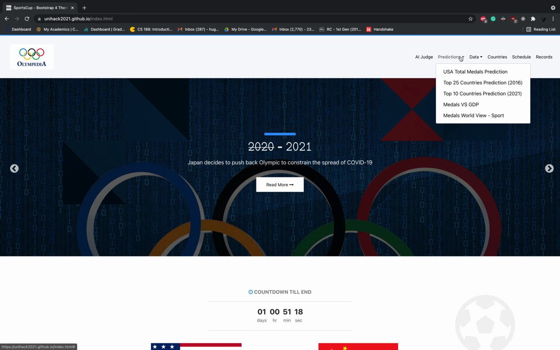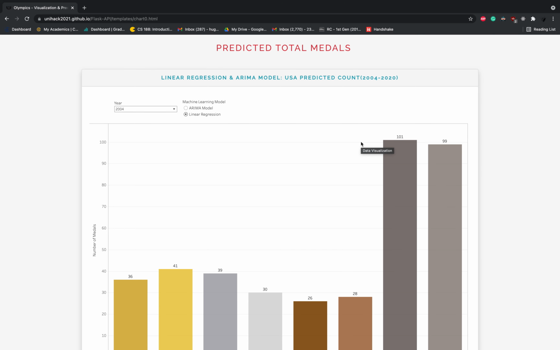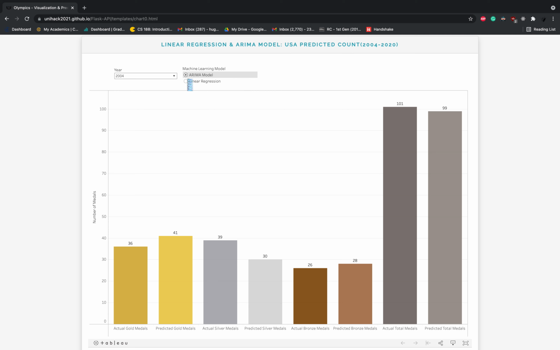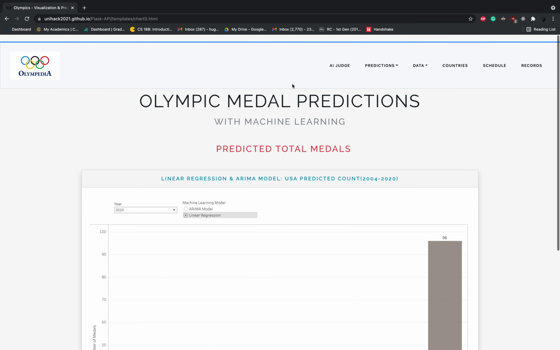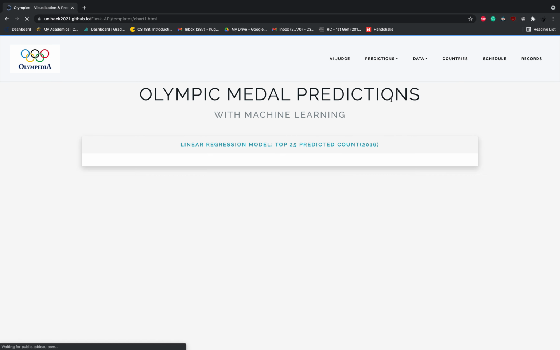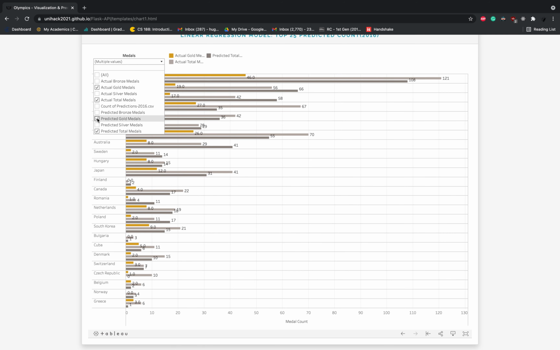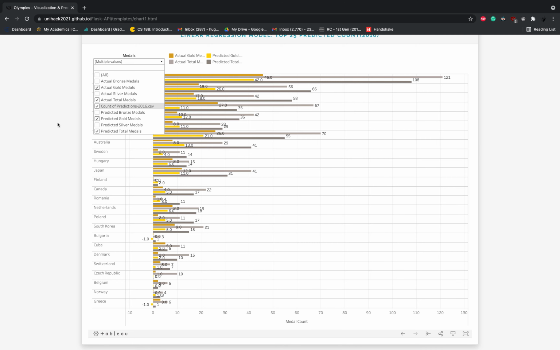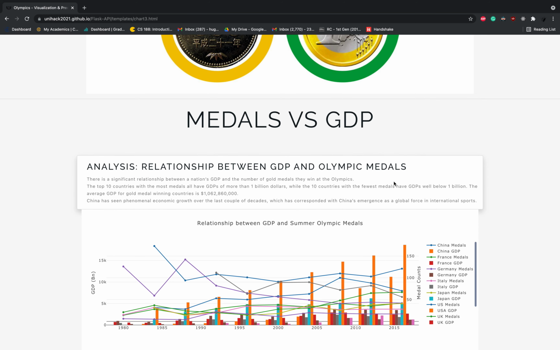And our medal predictions module uses linear regression models, logistic regression models, and ARIMA models, which stands for autoregressive integrated moving average. So we compiled all the predictions into different sorts of representations, as you can see here. You can switch the models and see how different models predict the medal counts for different years. You can see the 2020 predictions using different models, and there are more representations such as the top 25 countries, and then there are a lot of parameters you can play with to add context to all the predictions, and also medals versus GDP, which is always a very interesting thing to look at, at least for me.